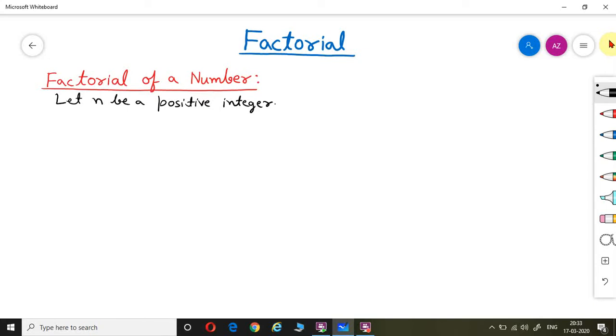So how do we define a factorial? We denote it by n factorial, and its value will be n into n minus 1 into n minus 2 into n minus 3, decreasing down to 3 into 2 into 1. So we can say n factorial is the product of the first n natural numbers.